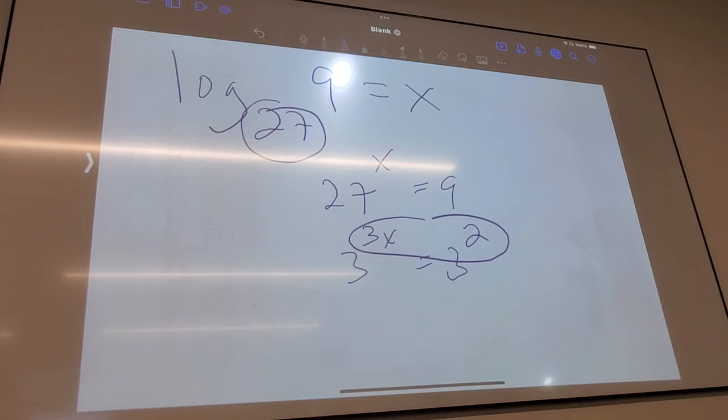The answer is not always 2/3, by the way. I just made 2 problems that have the same answer. If you don't know, it's 2/3? No, it's not true.